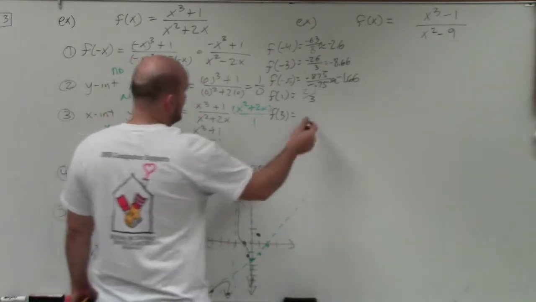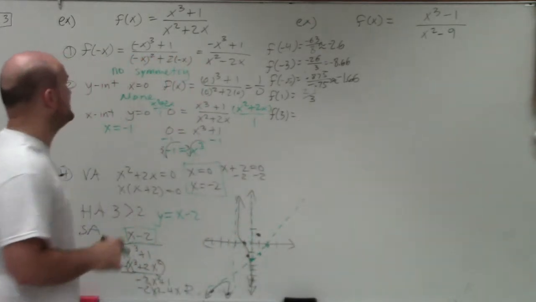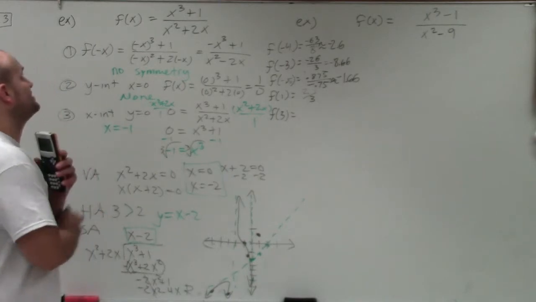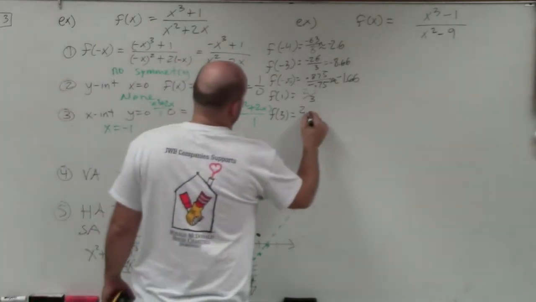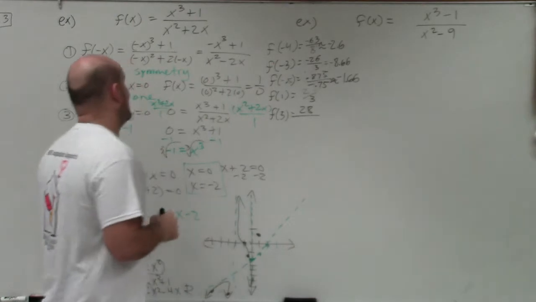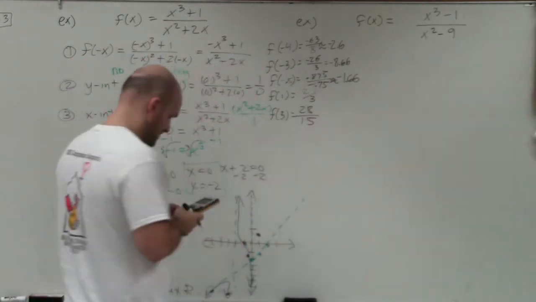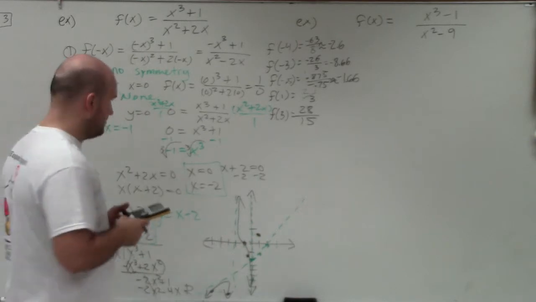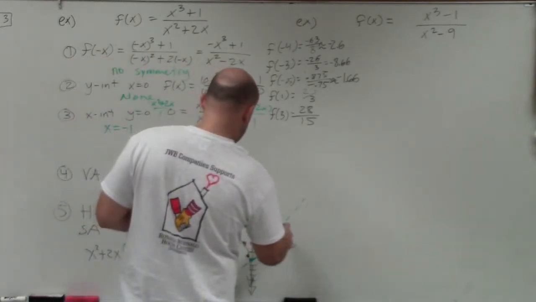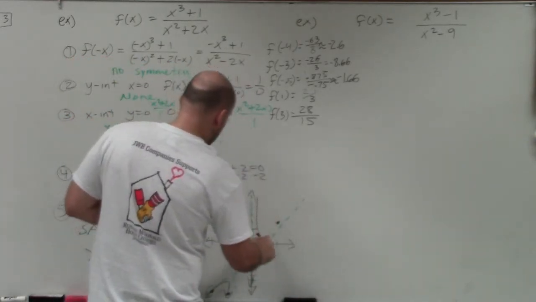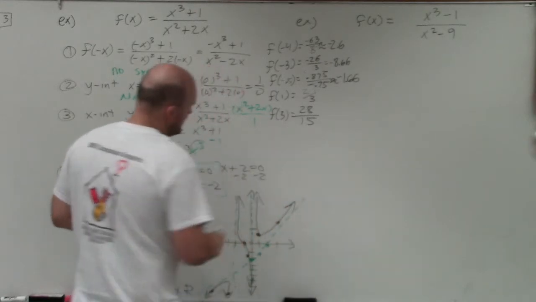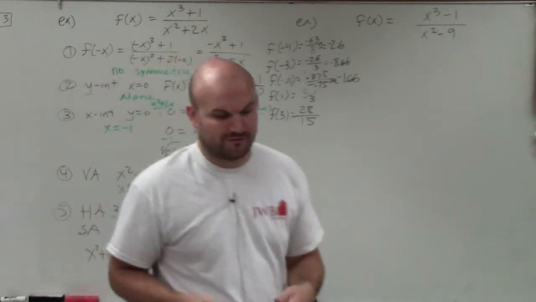And then f of 3, that's going to be 3 cubed, 3 times 3 is 9, times 3 is 27, plus 1 is 28, over 9 plus 6, which would be 15. So 28 divided by 15 is 1.86. So at 3, I'm at 1.86. So you can see, again, this is going to take that shape. So I know, ladies and gentlemen, it kind of takes a while for me to go through all these values.